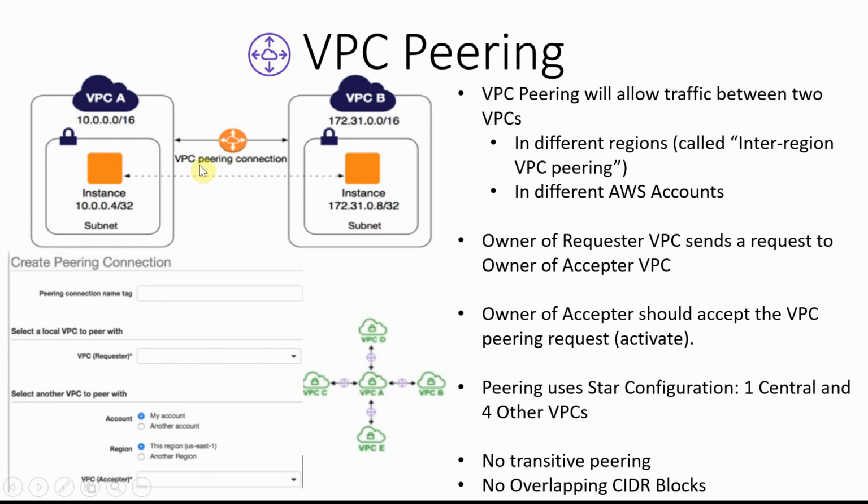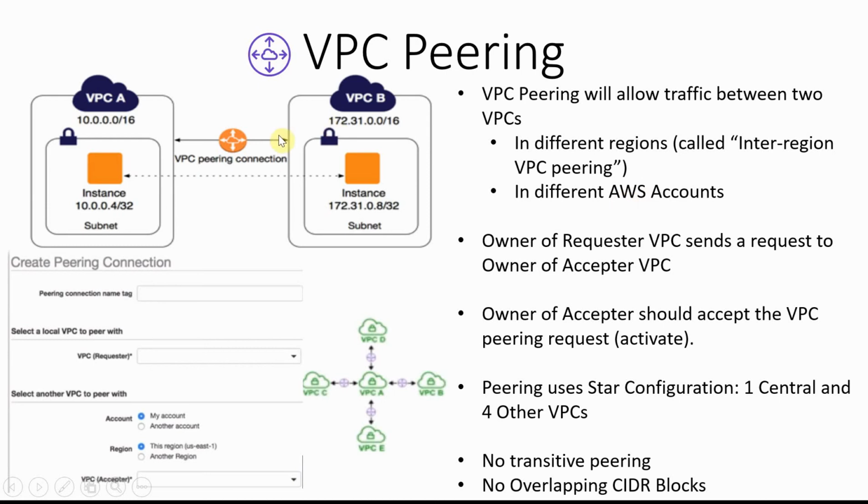One of the alternate options is VPC peering. You can enable a peering connection between these two VPCs, so both are connected and can talk to each other. VPC peering allows traffic between two VPCs. The two VPCs can be in different regions, which is called inter-region VPC peering. For example, VPC A can be in the US and VPC B in India. They are in different regions, and they can still connect via VPC peering.